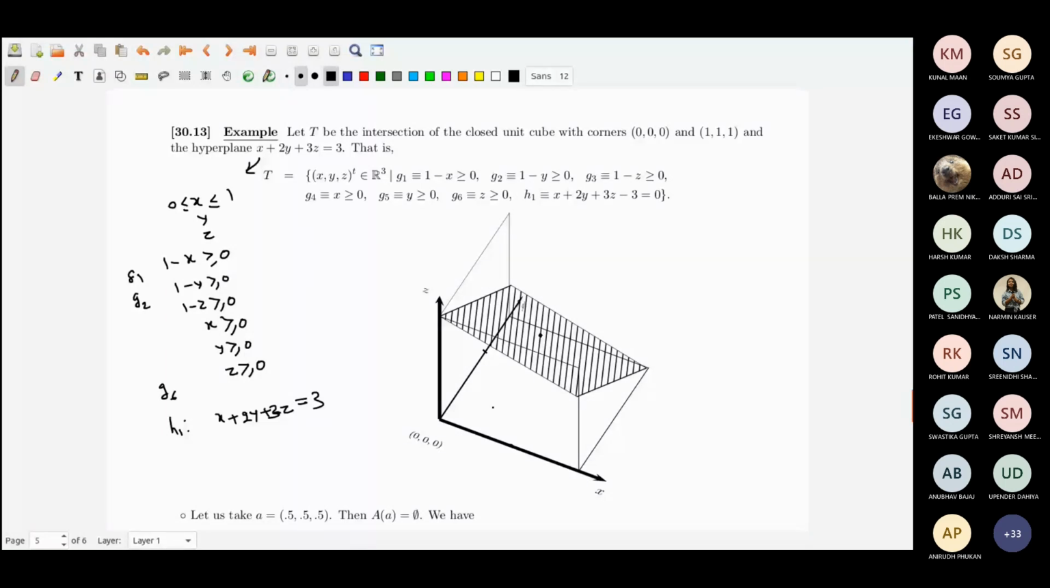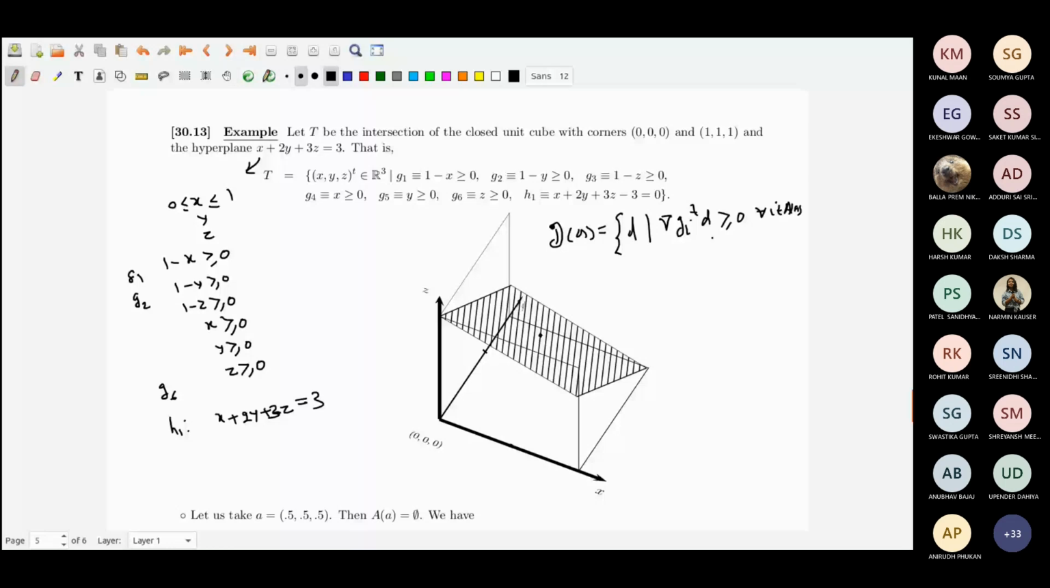Now, in order to get the linearizing cone at A, I will first have to find out which inequality constraints are active here. Because it is 0.5, 0.5, 0.5, none of them is active. So this is the set of D such that grad Gi transpose D is greater than or equal to 0 for all i in the active set. But the active set is empty, so this is not required any further.